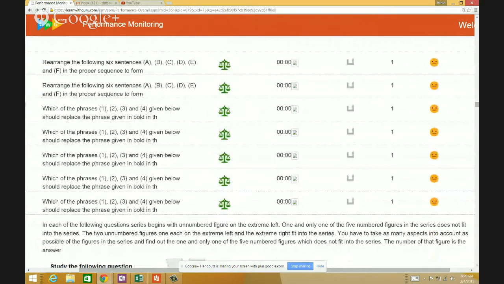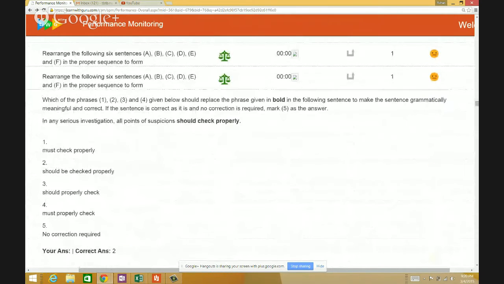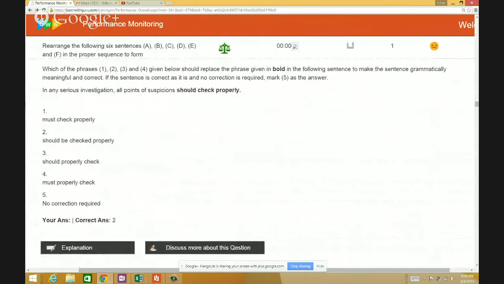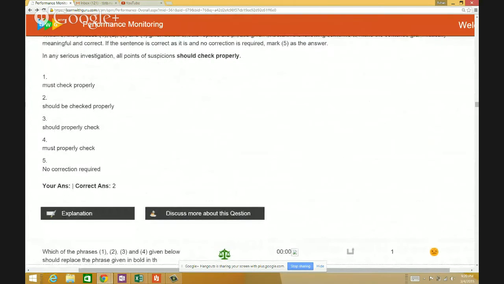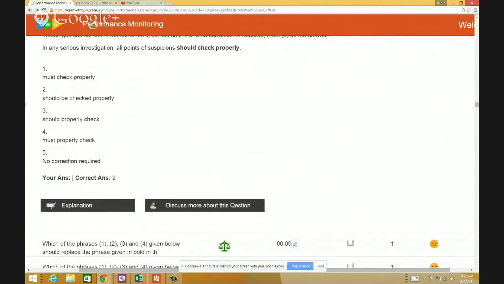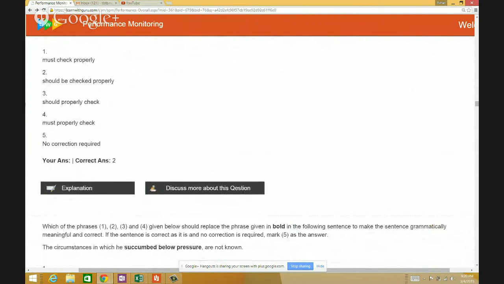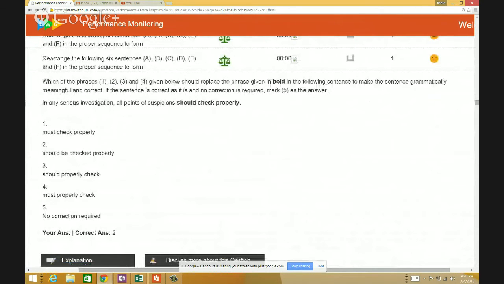Parajumbles is perfectly okay. Now here: in any serious investigation, all the points of suspicion should check properly. I mean, it misses something called "be": should be checked properly. I told you, should be checked properly. It should be in the past tense, because they are giving you the thing in the past. All the points should be checked properly.